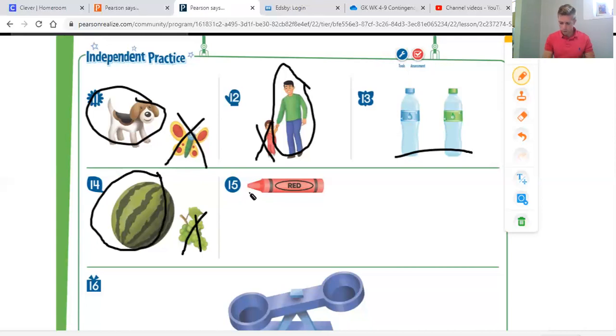Number 15 here. All right, here we go. I'm going to read it to you, okay? Number 15. Draw an object that is the same weight as the crayon. So draw whatever you want that you think is the same weight. It'd be the same as that red crayon. What's something you could draw that's the same weight as a red crayon? I hear some good ideas. I hear some good ideas out there. I wonder if you're drawing them.